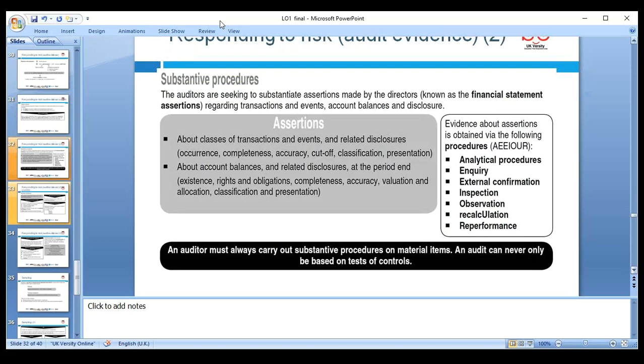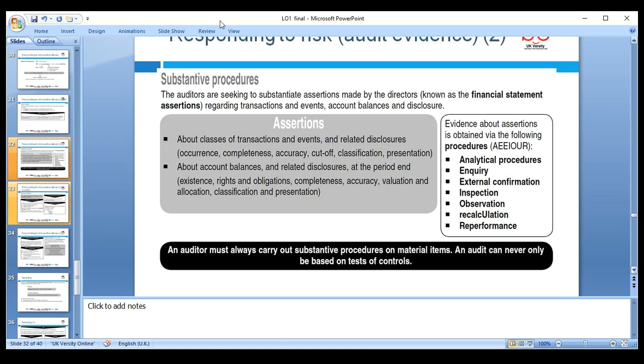Okay, substantive procedures, the data and the substantive assertions. We need to look at reporting about the classes of transaction, events and disclosure: occurrence of the transaction, completeness, accuracy, cutoff dates, classification. Maybe we classified under the wrong heading, for example treating an expense that was actually an asset. So the account balances and related disclosures, all we need to look at.